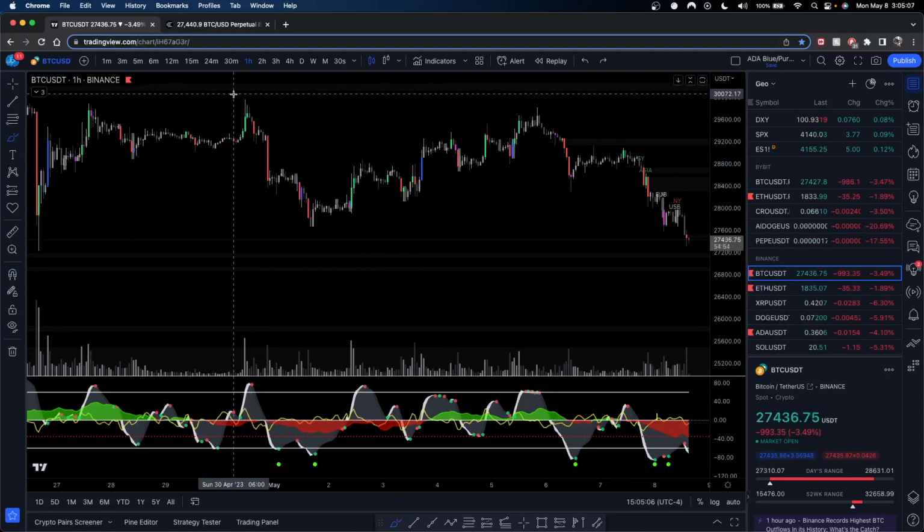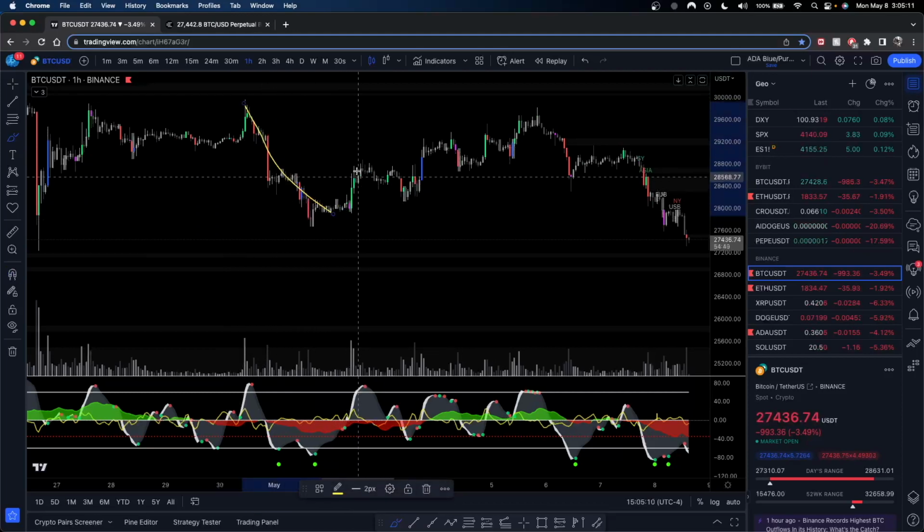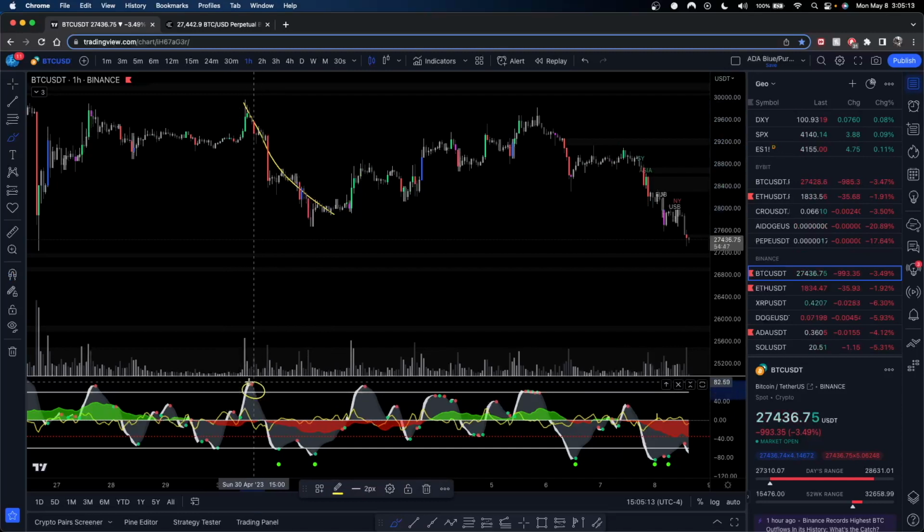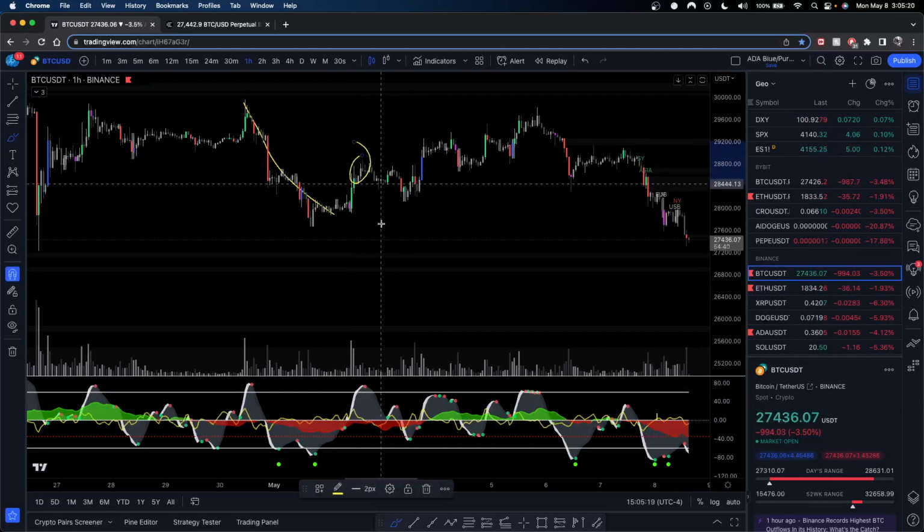Cheat sheet entry. If you missed this on the hourly time frame, you're looking for the next red dot above the 0. It doesn't need to be this high. Above the 0 with the red money flow. That's your cheat sheet entry.